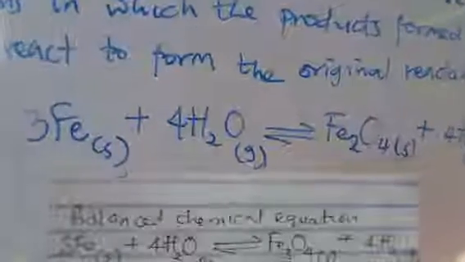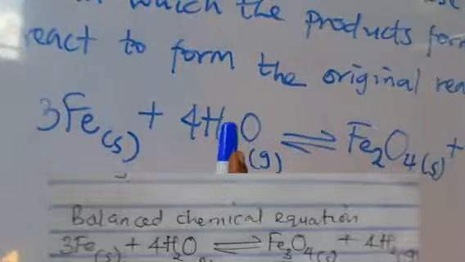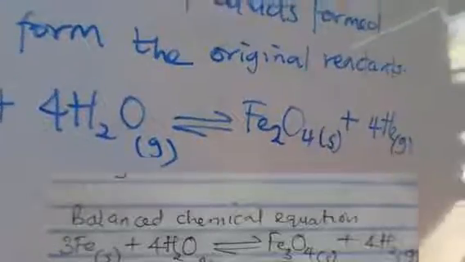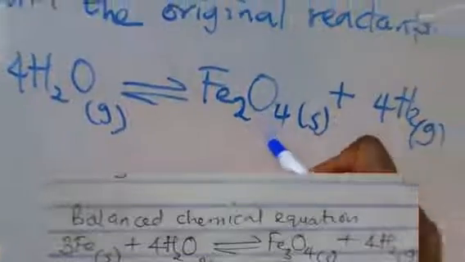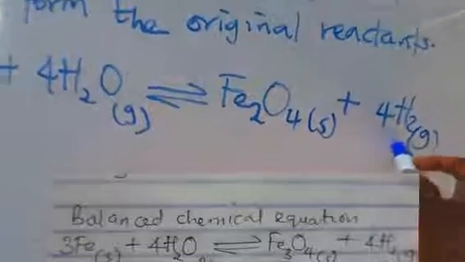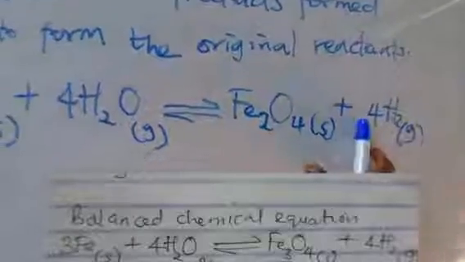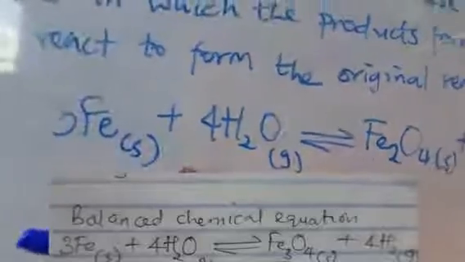An example here is the reaction between iron filings and steam. Iron can react with steam. This is water in gaseous state, so we call it steam, to form iron oxide and hydrogen gas. So under some chemical condition, these two products can react together to form the original reactant.